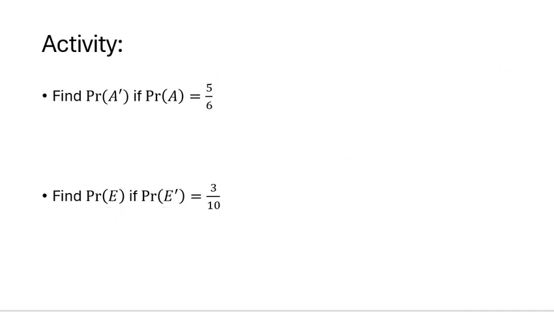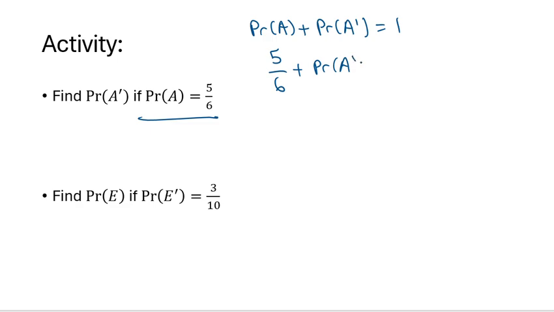Okay? Now, if you just look at this activity here, I'll just go through it really quickly. So it's just B. I'll just write out my formula. Probability of A plus probability of A dash equals 1. I am given the probability of A. So I know what that value is. I'm going to substitute it. It's 1. And now I just solve like normal.